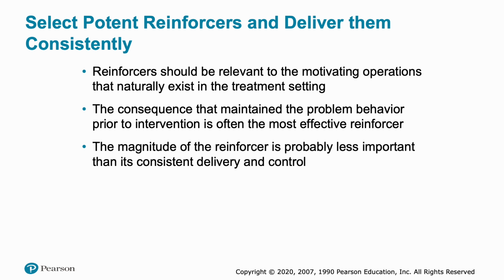And then you want the magnitude of the reinforcer to be a very high quality reinforcer and to be delivered consistently, so that they're accessing reinforcement almost on a continuous basis for this alternative behavior. And what you want to do is kind of shift the scales, where they're receiving very, very high quality frequent reinforcement for that appropriate alternative behavior, and no reinforcement or minimal reinforcement for the problem behavior.